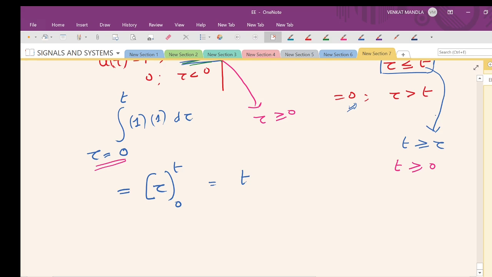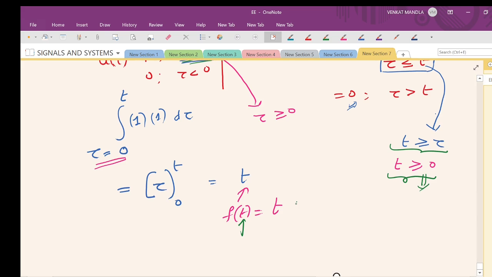So this is a function of t, that is f of t, that is t we got, but we need to specify the limits of this t. Limits are from these two equations: t is greater than or equal to 0, t greater than or equal to tau. So t greater than or equal to 0 means only positive side. If you want to represent a positive side signal, then you have to multiply it with u of t, right?